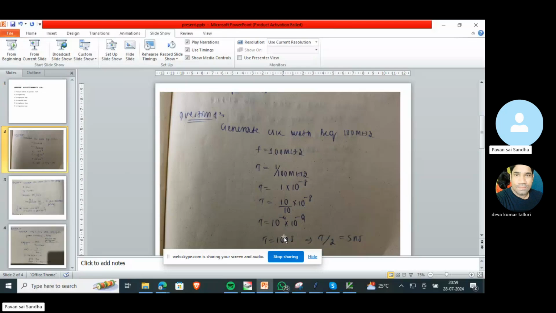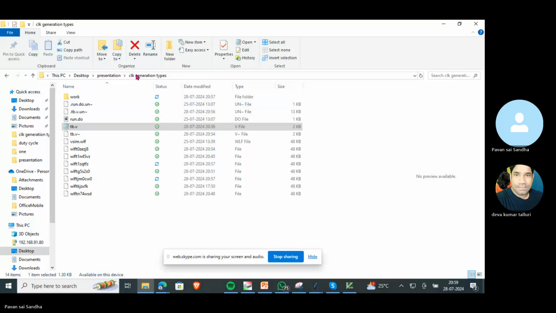We are converting it to nanoseconds because we are using a time scale in nanoseconds. If we use a time scale in picoseconds, we can convert it to picoseconds. We have to iterate for every half cycle, so the 10 nanoseconds divided by 2 is 5 nanoseconds. I will show the code for this, and how I run it.